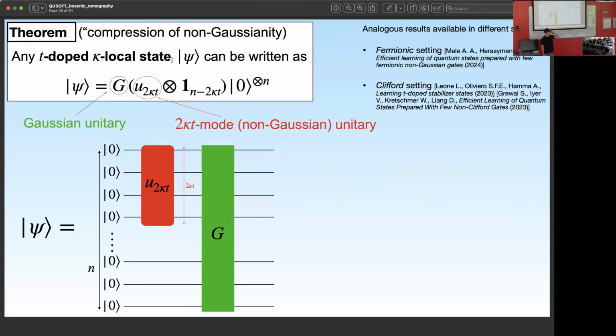But to be fair, if it is the case that the state is decompressible in this form, if a state can be compressed in Jonas form, it will also be compressed in this form, right? Yes, because you can just add arbitrary Gaussians in the back. Yes.